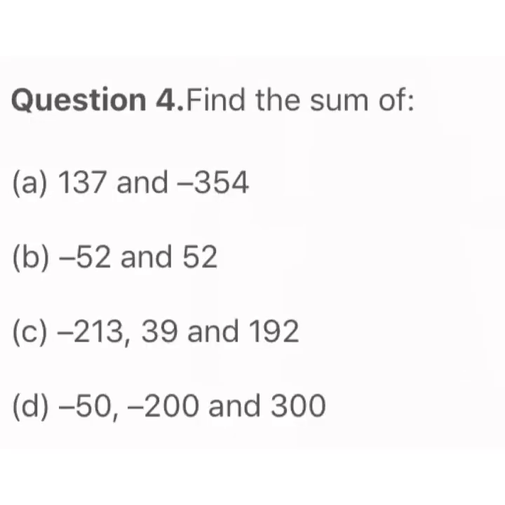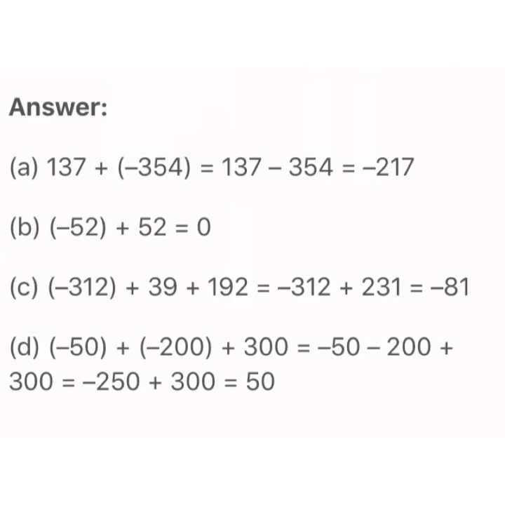Question number 4, find the sum of. Sum means addition. So the first one is 137 and minus 354. So here is the solution, 137 minus 354. Here 354 is greater than 137. So the answer will be a negative integer because 354 is a negative integer. So 137 minus 354 is minus 217.